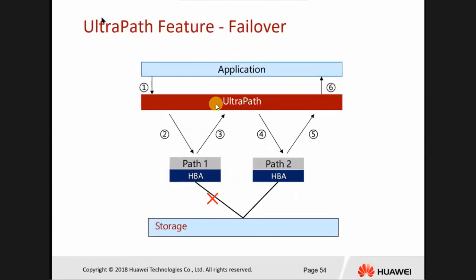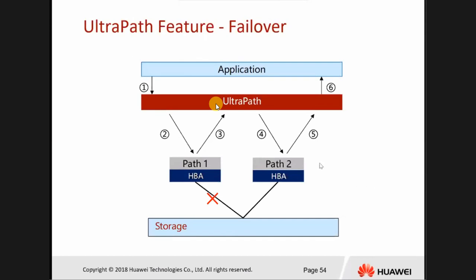Okay, that is the main function of the multipath. So multipath supports failover. UltraPath is just a name for Huawei-made multipath software. What we call the name for multipath in, sorry, okay, so multipath supports automatic failover.